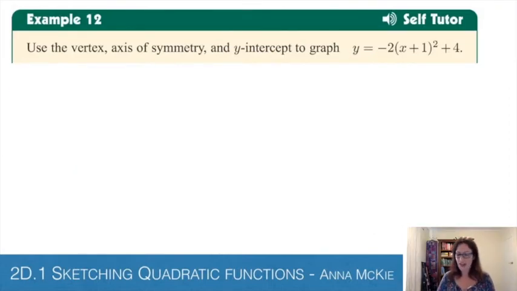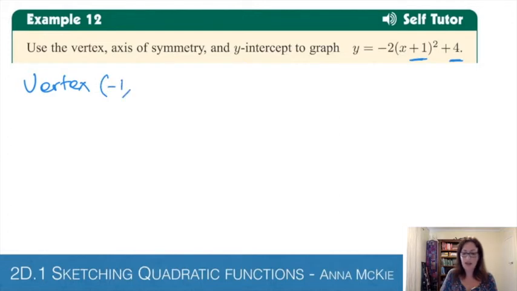Using the vertex, axis of symmetry, and y-intercept to graph this. So let's go through that one at a time. Vertex, so V for vertex, or spell the whole word out, is of the form with the h and the k. So our h, you change the sign, so we have -1, and the k is 4. So that's going to be our vertex. Axis of symmetry, where does that come from? That's a vertical line. Vertical lines have equation x equals, so we take the x number from the vertex to give us the axis of symmetry.